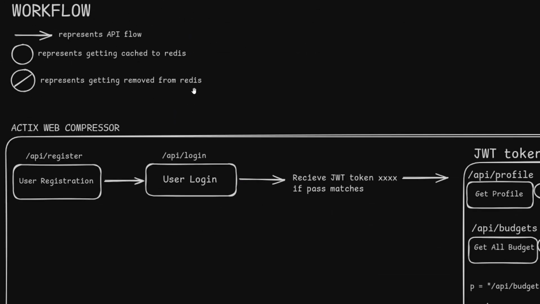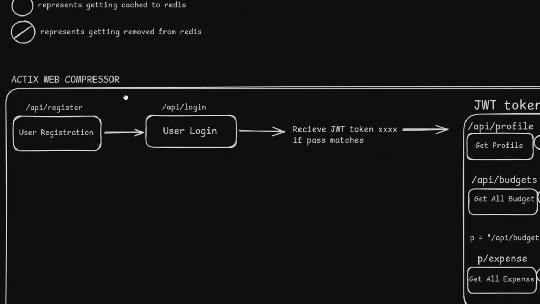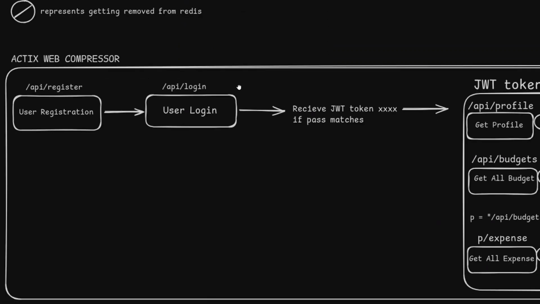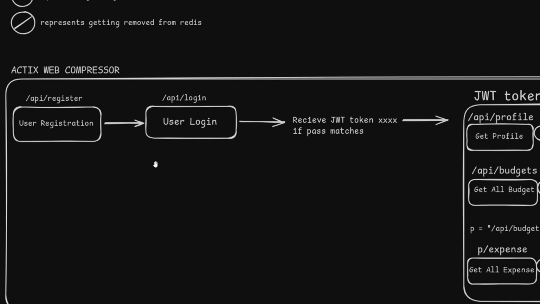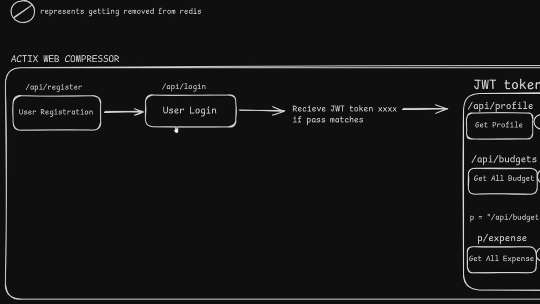So here's the workflow of the API. We are surrounding the whole API structure with a compressor, which will optimize the incoming and outgoing data requests and responses, and reduce the latency to very little. And the first API we are going to use is the /api/register endpoint, and it will register the user to our database.